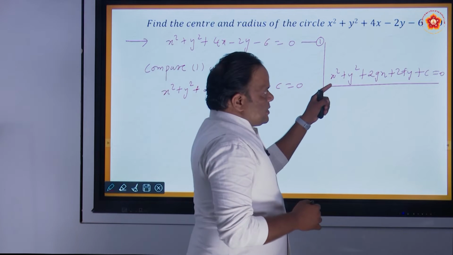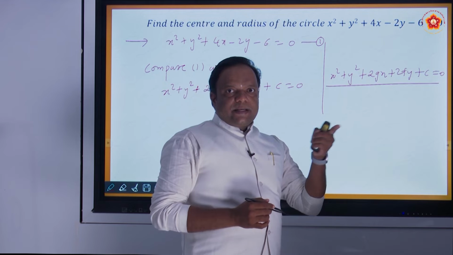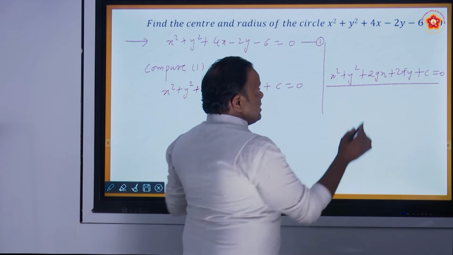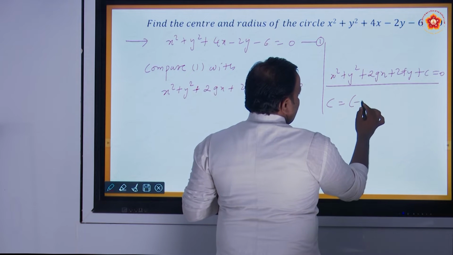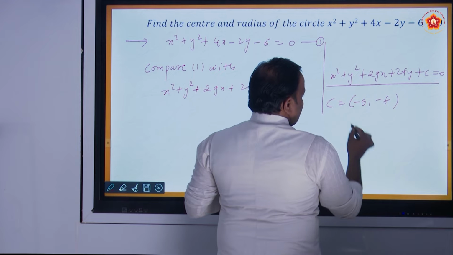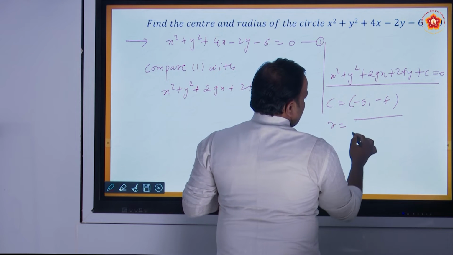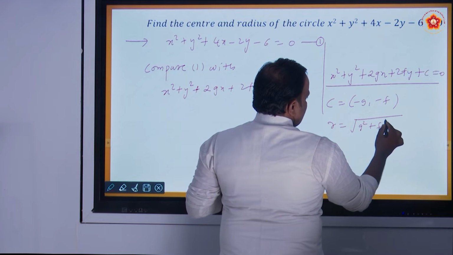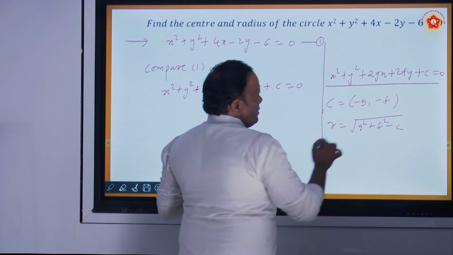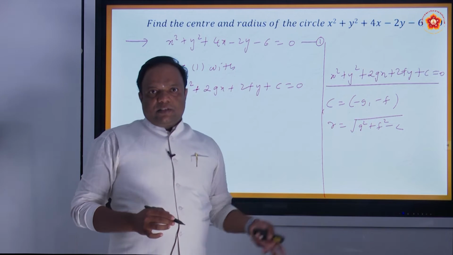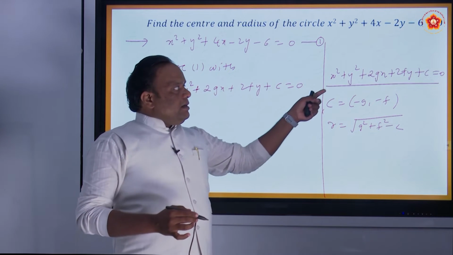We see that this equation always represents a circle. What is the center? The center is nothing but minus g, minus f, and the radius is nothing but root of g square plus f square minus c. Okay, we saw this in the last session, the center and radius of this circle.